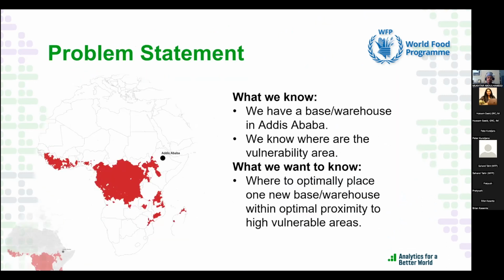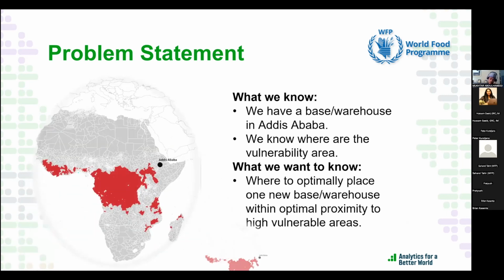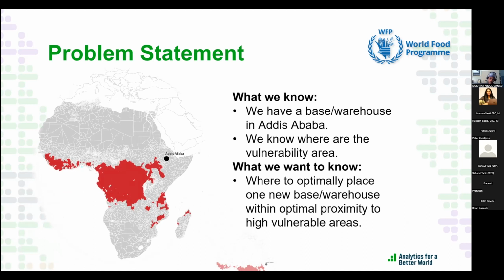A bit on the problem statement again. So we assume we have a base in Addis Ababa, which is functional, and we know where the vulnerable areas are. What we need to know and what we want to find out is, what is that other district where we can put our base or warehouse, which is optimally near the high vulnerable areas. And just to give you a perspective, you have more than 6,000 districts to choose from. So we need to do a bit of narrowing down until we go to our optimization.